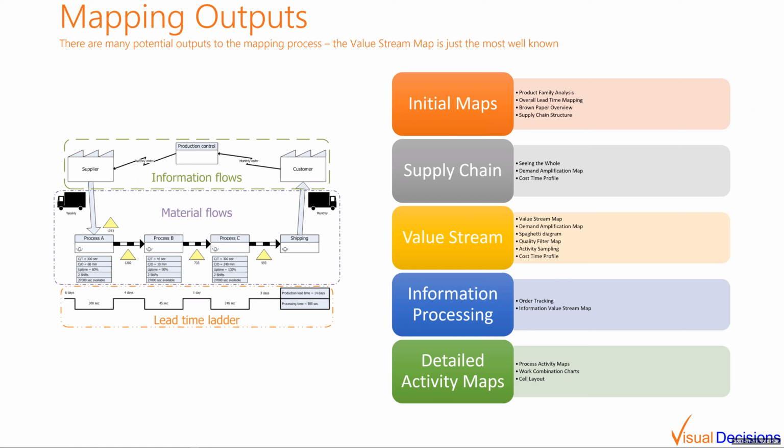Spaghetti diagram is a map of movement within the facility. It's used to identify waste for transport and motion. Quality filter map tracks the rates and sources of defects during the process, et cetera. So there's a lot of different potential outputs that you have from this process, in addition to just the traditional value stream map.